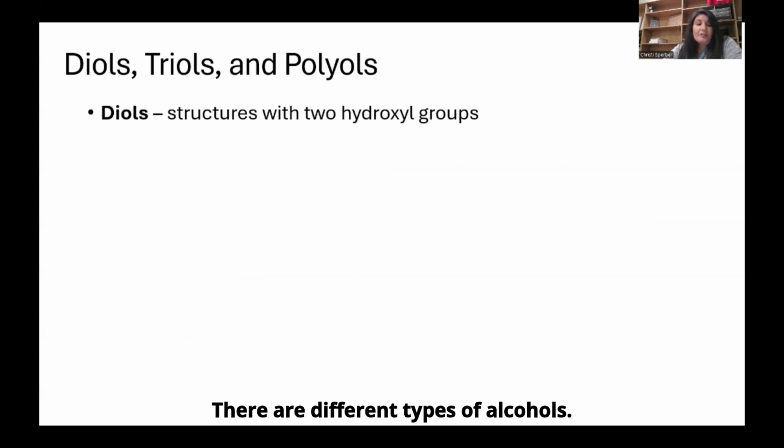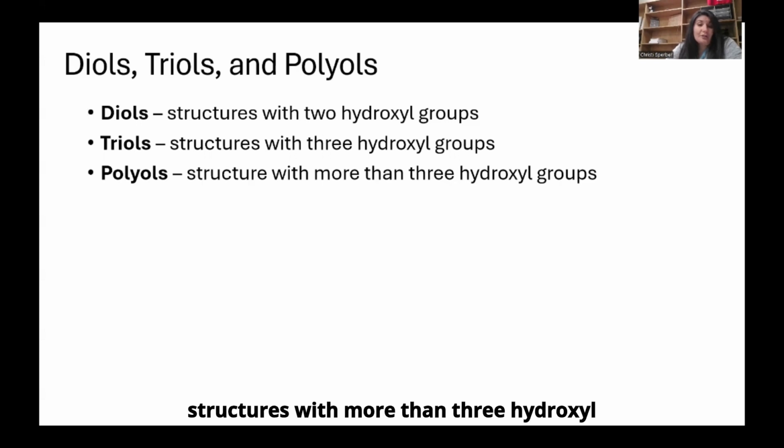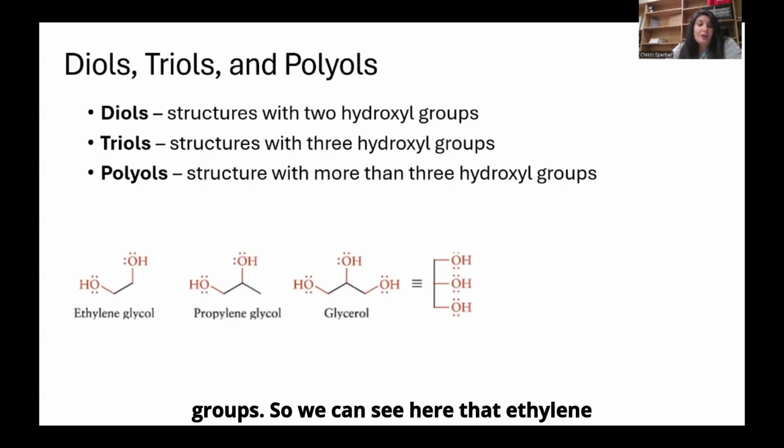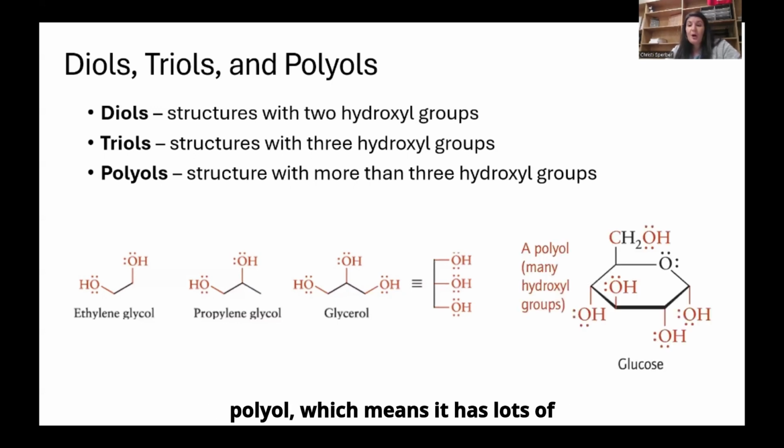There are different types of alcohols. There are diols, which are structures with two hydroxyl groups. Triols are structures with three hydroxyl groups. Polyols are structures with more than three hydroxyl groups. We can see here that ethylene glycol, propylene glycol, and glycerol all have more than one hydroxyl group. Ethylene glycol and propylene glycol are part of antifreeze. Glycerol is a product of glucose and fat metabolism. And then we also have glucose, which is a polyol, which means it has lots of hydroxyl groups.